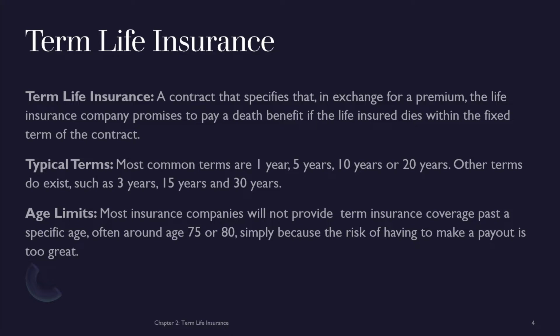There are age limits on term life insurance, so most insurance companies will not provide term insurance coverage past a specific age, which is often around age 75 or 80, and this is simply because the risk of having to make a payout is too great for the insurance company.